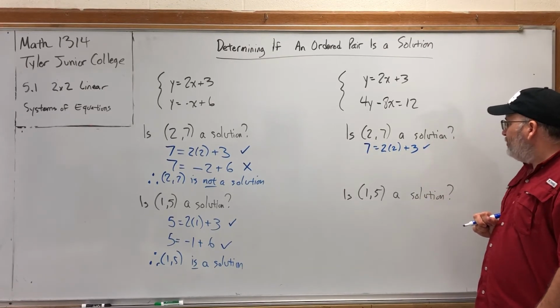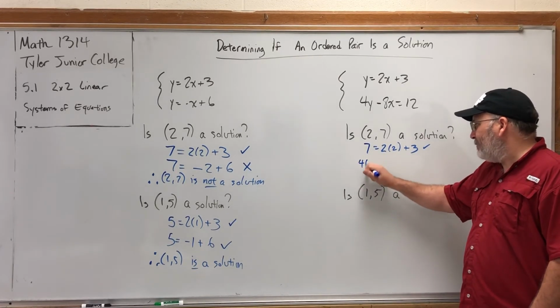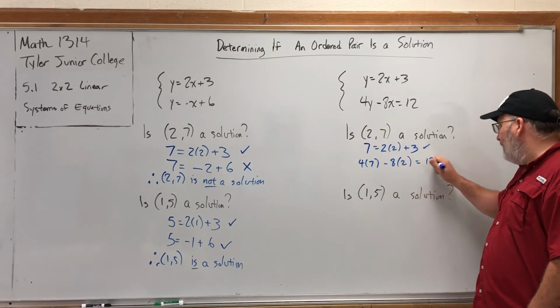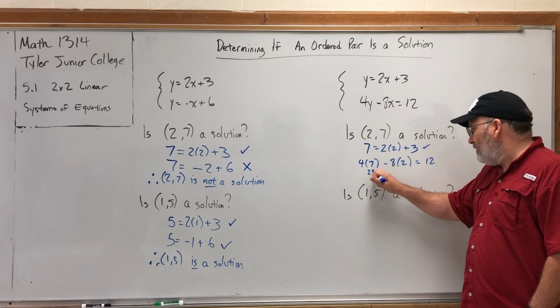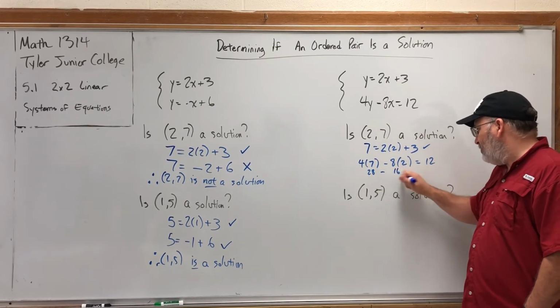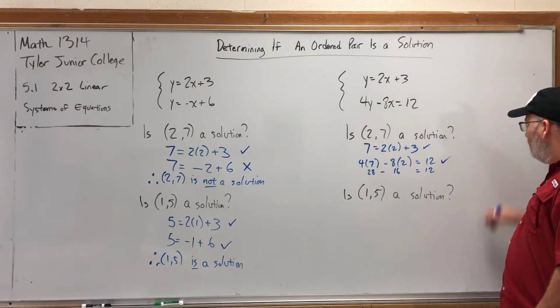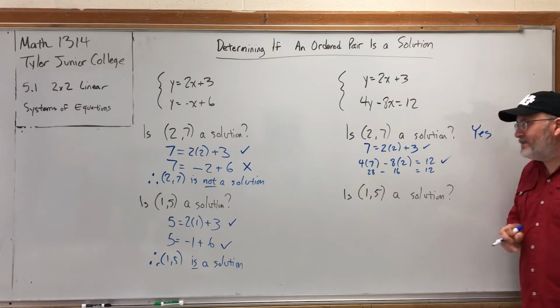If we substitute 2 and 7 into the second equation, carefully, we get 4 times 7 minus 8 times 2 is equal to 12. And that one may not be as obvious. 4 times 7 is 28. 8 times 2 is 16. 28 minus 16 is 12. So yes, we'll just answer this. Yes, it is a solution.